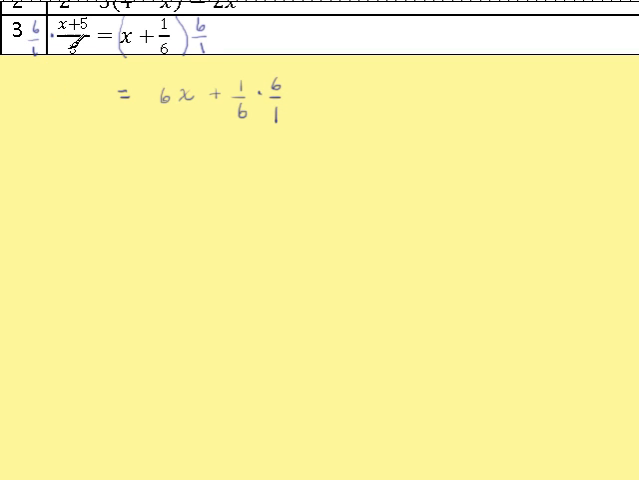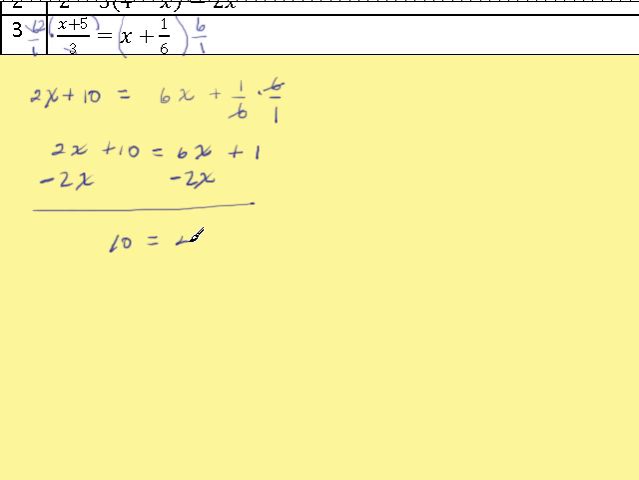And on the left-hand side, 3 goes into 6 2 times. And now we have to multiply 2 times that x plus 5, and that would be 2x plus 10. And here, let's reduce, and we end up with a 1 here. So let me just rewrite. We have 2x plus 10 is equal to 6x plus 1. Now consolidate the x's, subtract 2x from both sides. And we have 10 is equal to 4x plus 1.